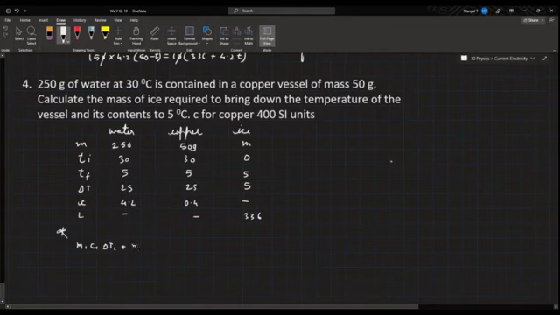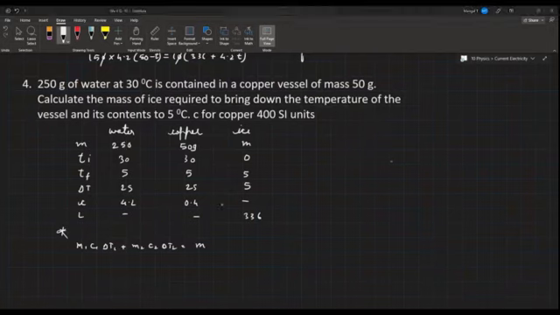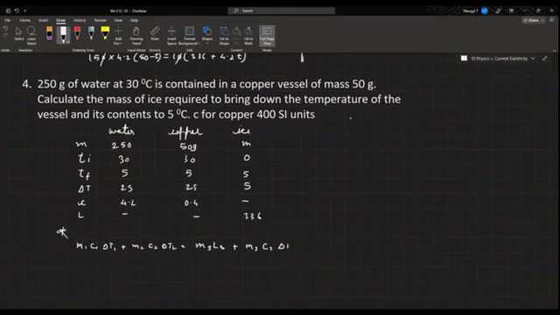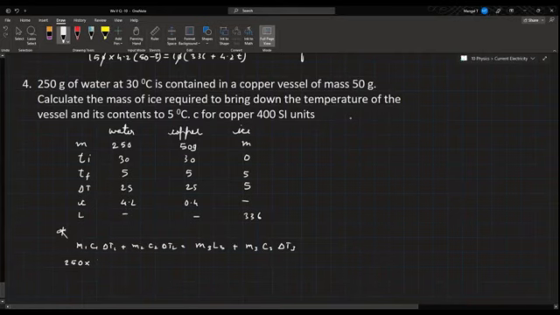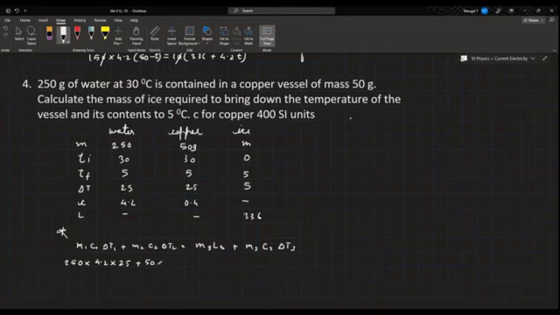M1C1 delta T1 plus M2C2 delta T2 is equal to M3 L3 plus M3C3 delta T3. So we have water, which is 250 into 4.2 into 25, copper, which is 50 into 0.4 into 25, and this is M into 336, M into 4.2 into 5. So this is going to give us an answer.